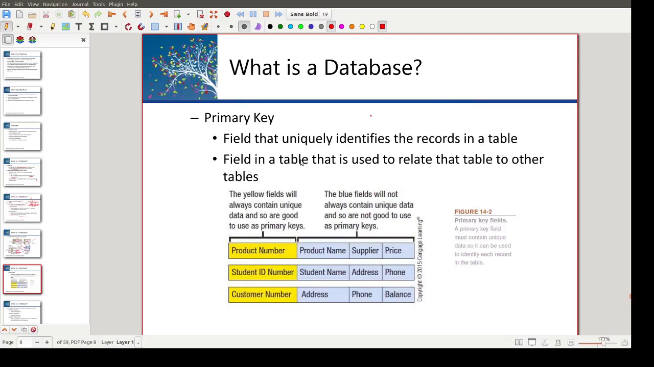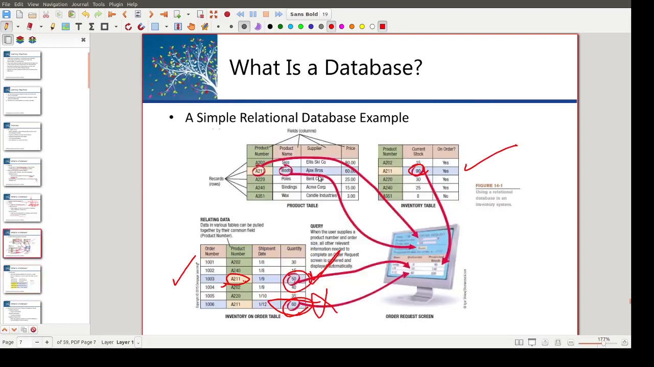It is also a field in a table that is used to relate that table to the other tables. We have just seen that product number is in the inventory table. We didn't use the product name, we used the product number. Why? Because product number was a primary key in the product table. And again, we used product number here, because product number is a primary key in the product table.